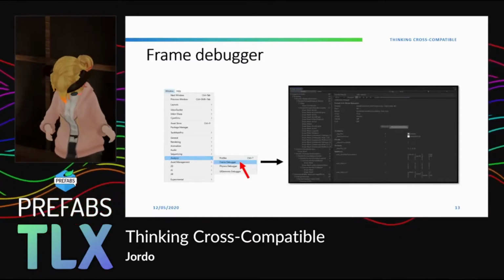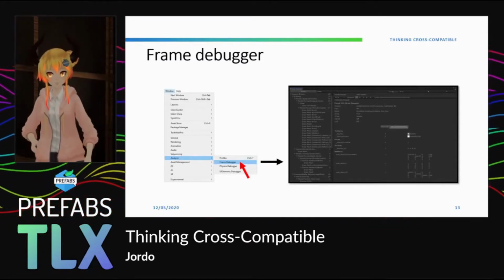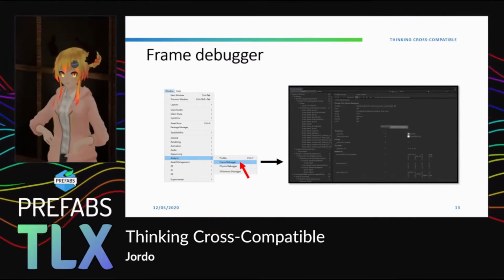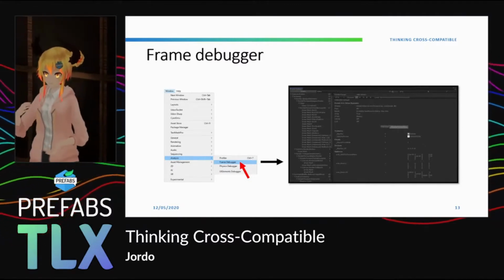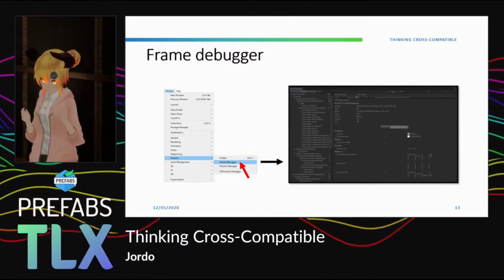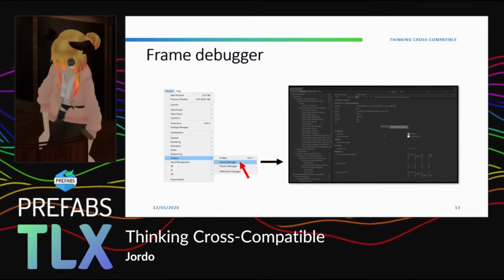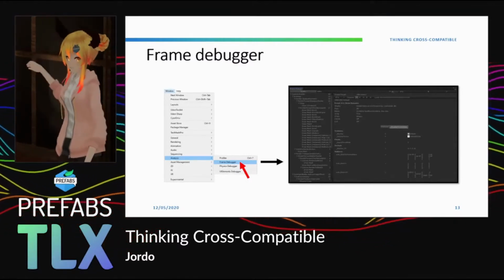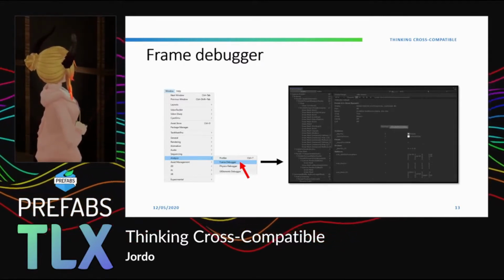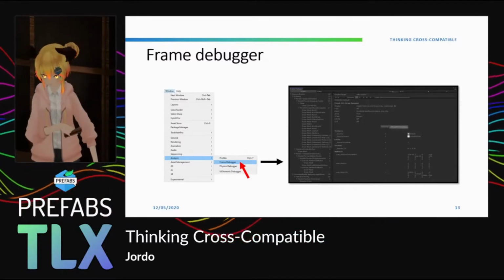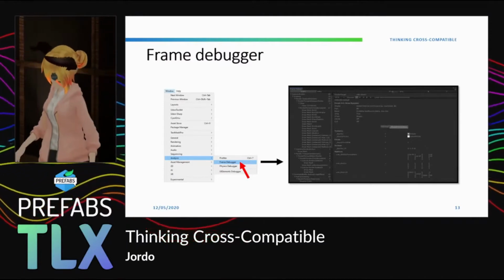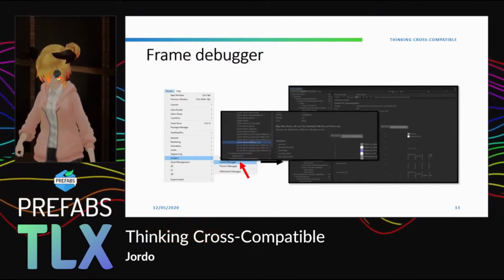So next up is the frame debugger. The frame debugger will allow you to see what the camera is rendering, and all the batches that the camera is going through. So you go to Window, Analysis, Frame Debugger, and you can open the frame debugger right here, and you can select, for example, one of the batches and see why it didn't get batched with the other one.